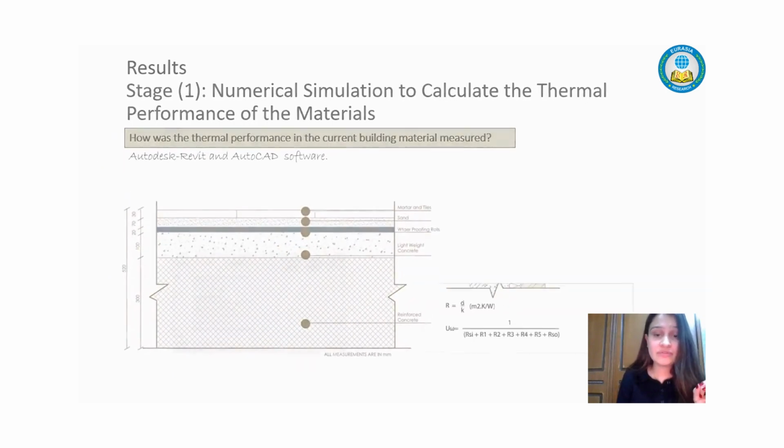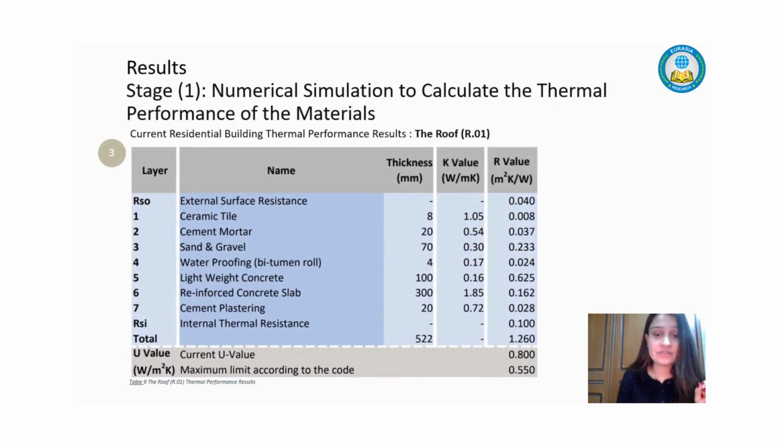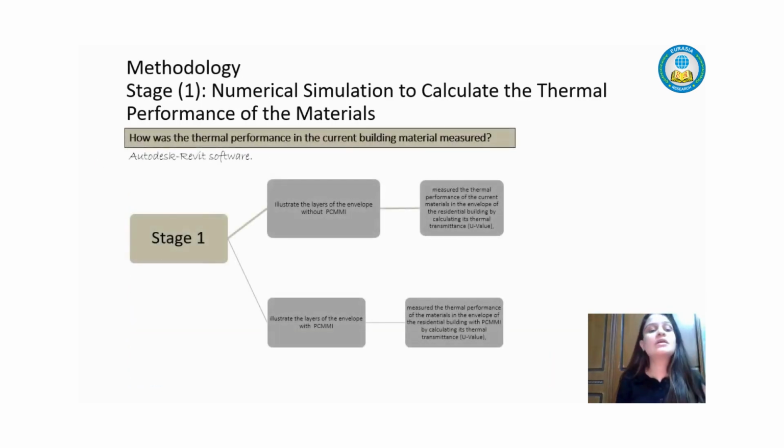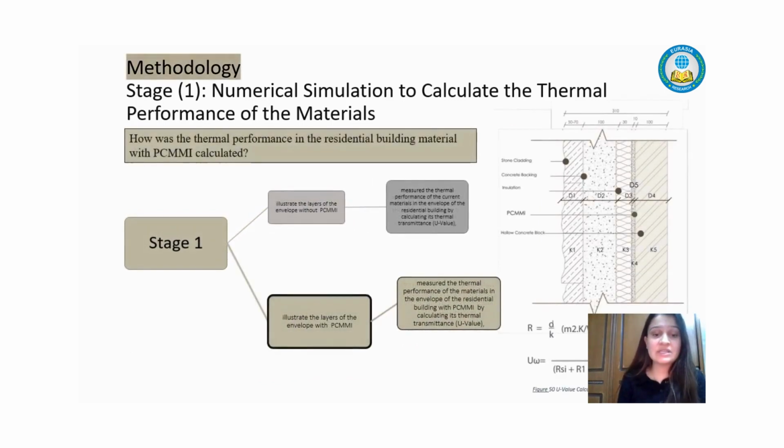The roof shouldn't be more than 0.55, but it exceeded it and the U value was 1.88. Now the second part of the stage was illustrating the residential apartment with adding the layer of the PCWMI.